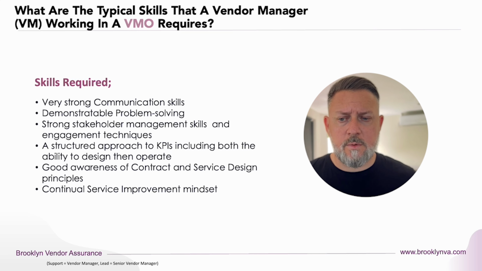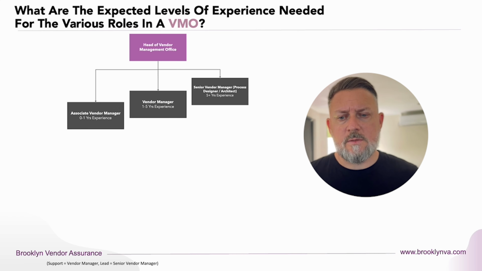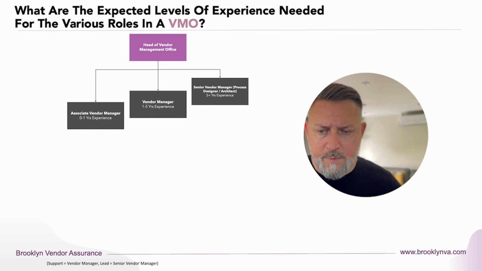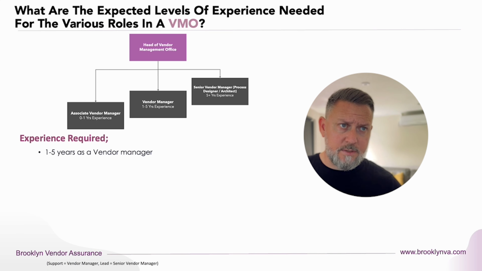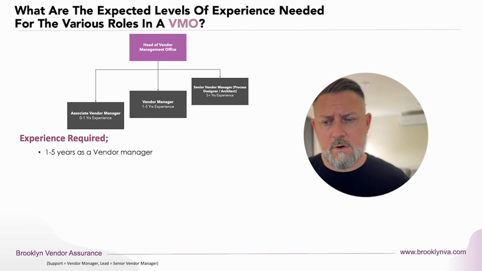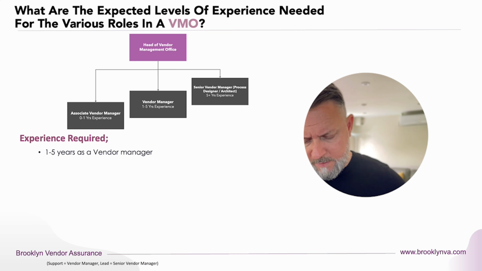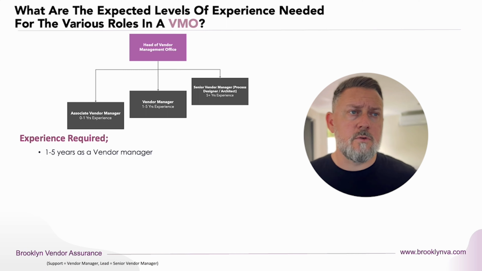So they're the skill sets that we think each role requires. In terms of the expected levels of experience needed, obviously there's 4 role types here. We'd say if you want to be the head of vendor management, I think you probably need a bit more than this, but any of those roles, from an associate vendor manager to a vendor manager to a senior vendor manager, anything from 1 to 5 years experience in a vendor management or equivalent role.